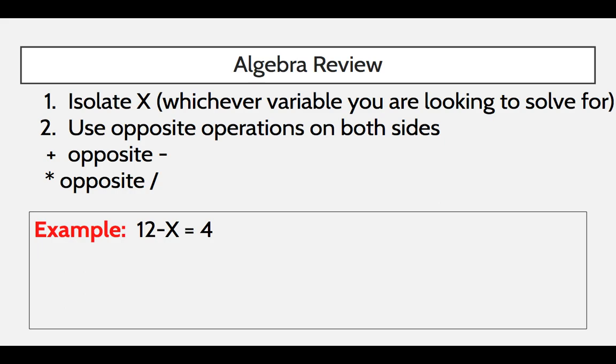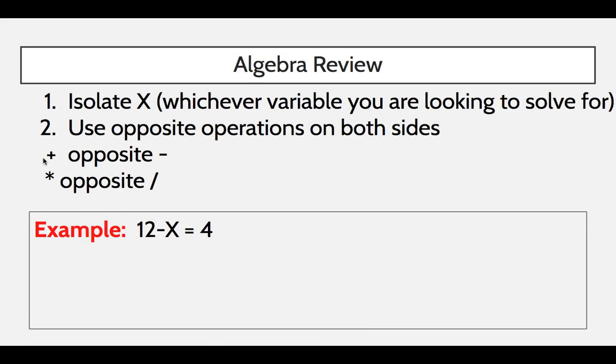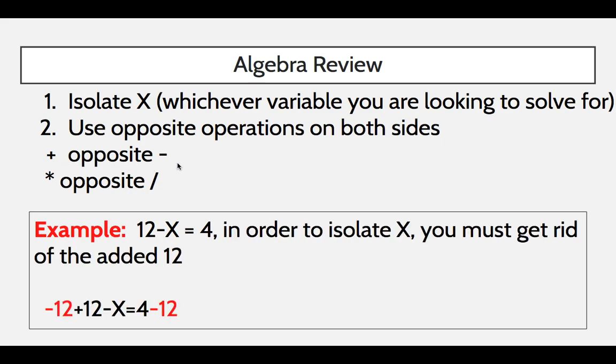Okay, so this is the last problem. We have 12 minus x equals 4. The first thing that we need to think of is we're not going to use any multiplication or division, because it's a subtraction, addition kind of problem.